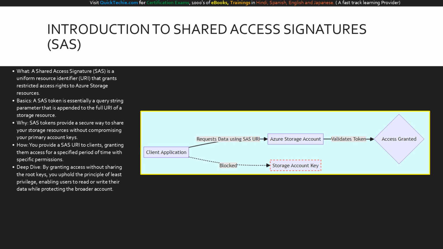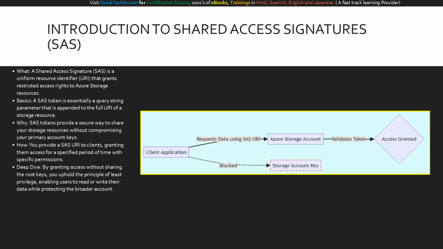A SAS is a URI that grants restricted access rights to your Azure storage resources. At a basic level, a SAS token is a query string parameter that gets appended directly to the end of a storage object's URI. Why do we use them? Because distributing your primary storage account keys is extremely dangerous. SAS tokens give you a secure way to share access without ever compromising those master keys.